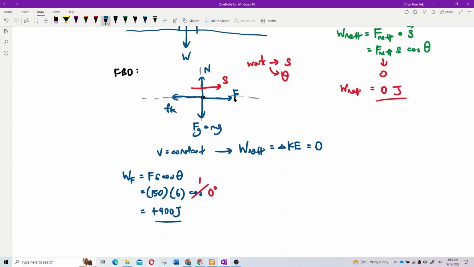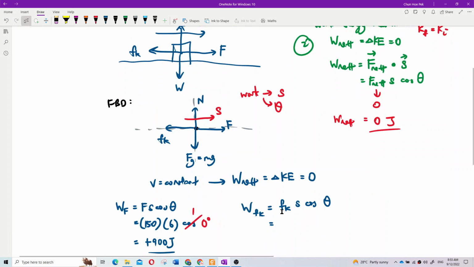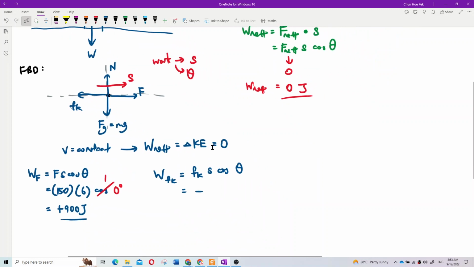And then how about the work done by friction? Class, work done by friction. The question asks for what? Work done by friction. So actually no need to find the friction force. We want to find the work done by friction, so I can straight away continue from the work energy theorem.